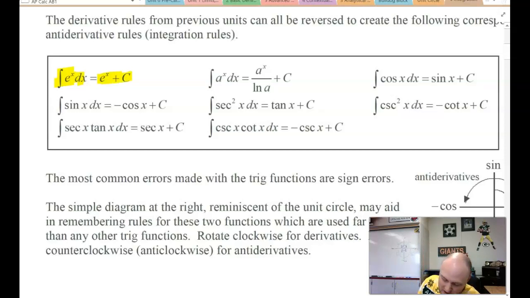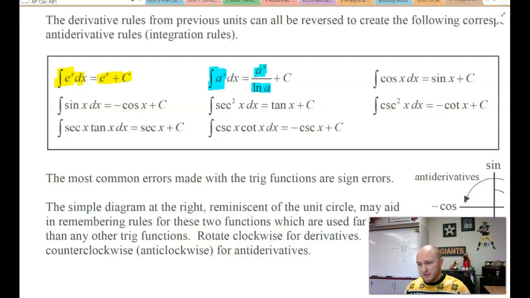With an exponential of a different base, the integral of a to the x dx is also going to be a to the power of x, but we also have to divide now by the natural log of whatever that base is. The reason for that is if we were to differentiate a to the x, the derivative would be a to the x times the natural log of that base. So we have to go ahead and undo that.